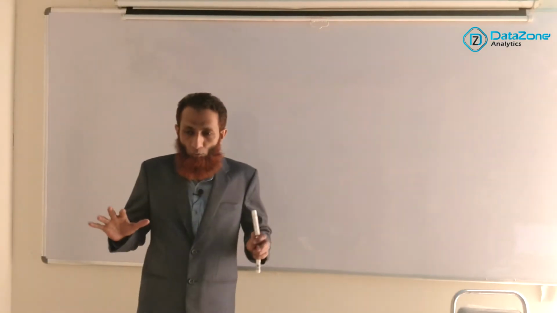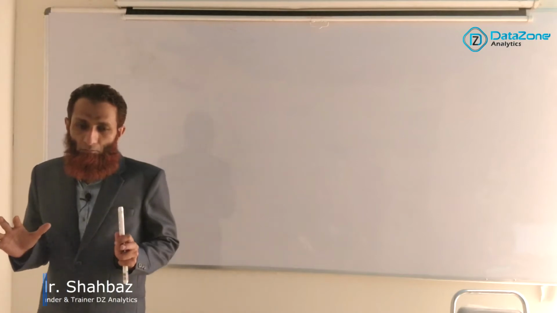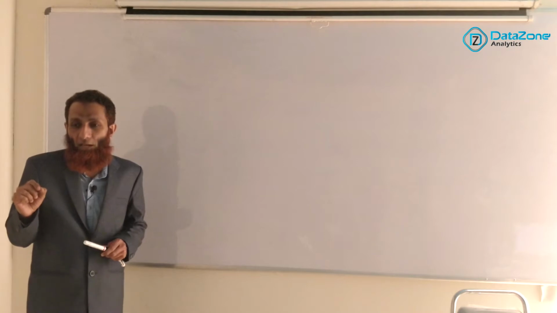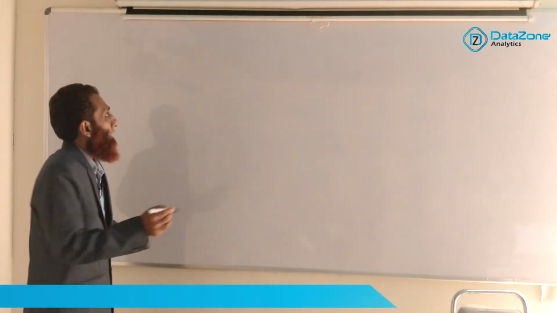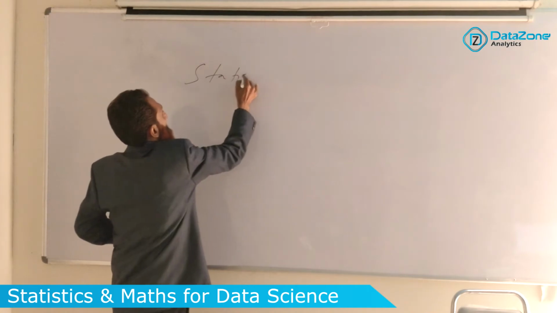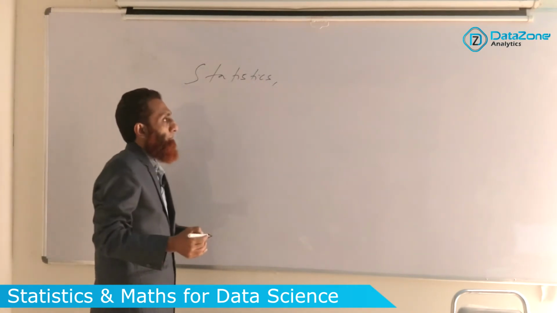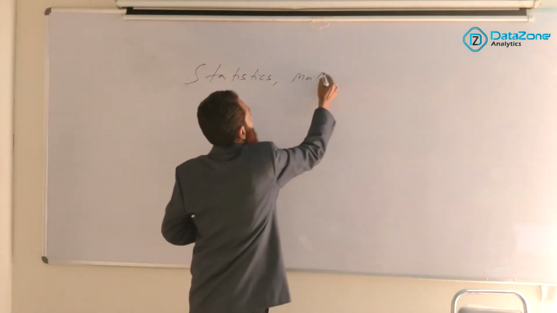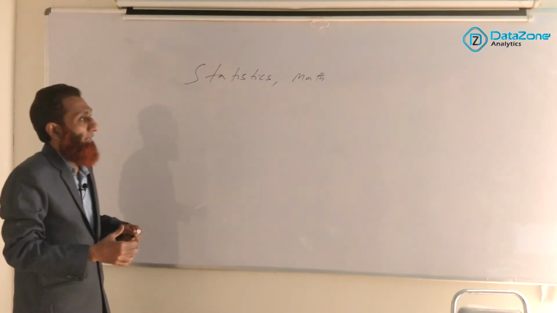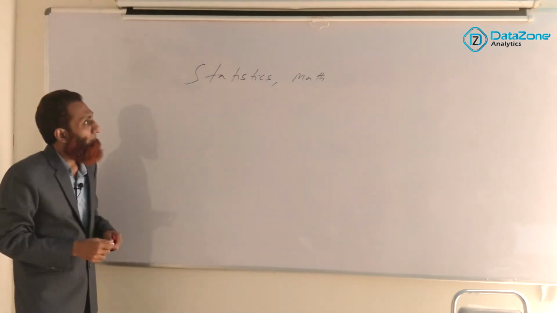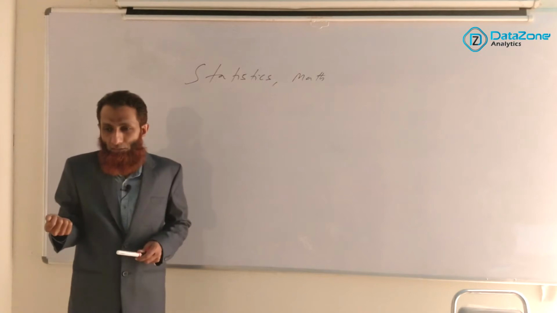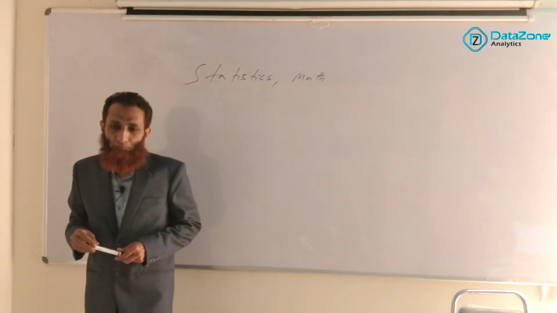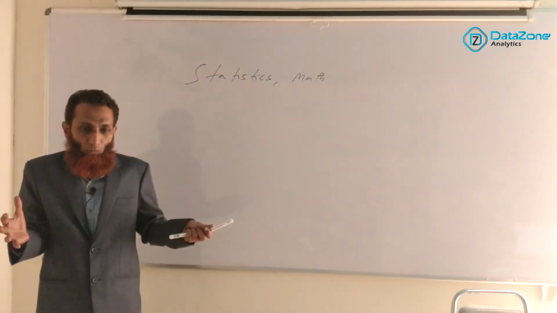Now I hope you got an overall idea about what is data science. Now let's start with statistics and mathematics. Statistics, of course, is a branch of mathematics, but here, statistics has become so important, it has now become a separate discipline. Statistics is the key component of data science. To understand data, we apply statistics.